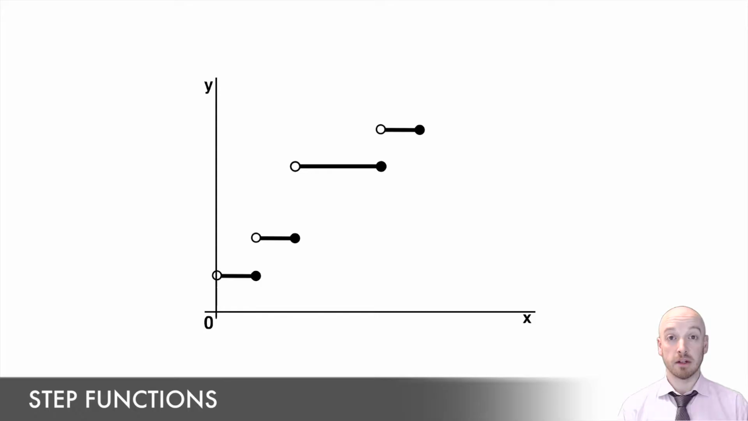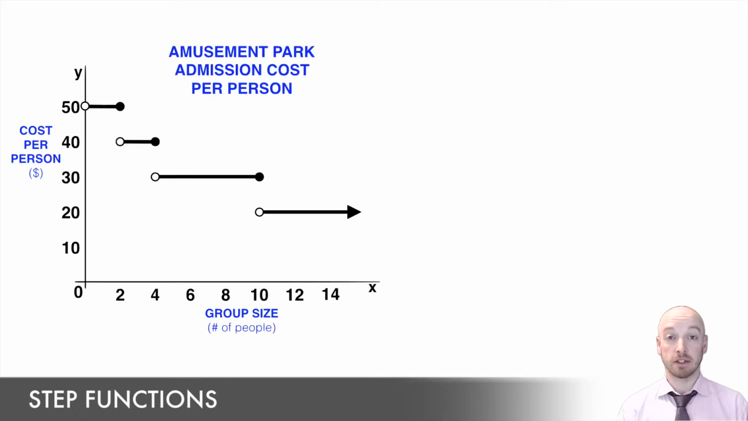Now, the situation that you see on the screen here represents the cost of entry per person to an amusement park based on the number of people that show up in your group. So as we would expect, and you can see by these descending steps here, the more people that you have in your group, the less that the cost of entry is per person in that group.